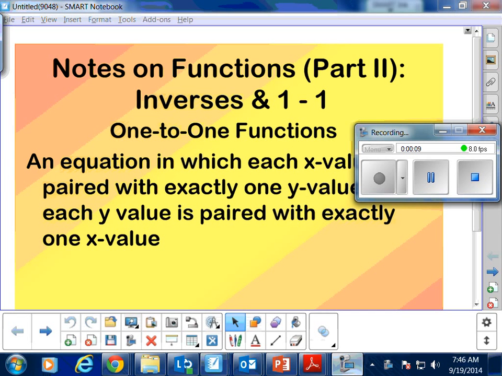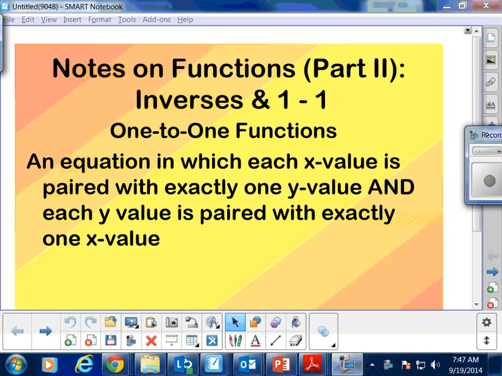Good day, class. Today we're going to be going over notes on functions, and we're going to be studying particularly functions and also inverses and one-to-one. So there'll be three topics we're going to be covering. Now, as far as one-to-one functions, you're going to have to memorize this.